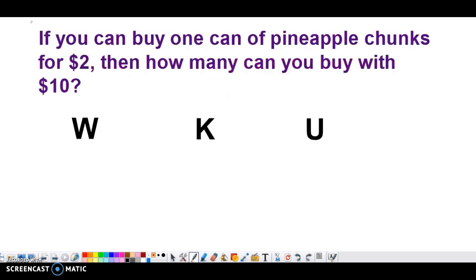Okay, so example number 1 says, if you can buy 1 can of pineapple chunks for $2, then how many can you buy with $10? Okay. So remember, we're going to use WKU, words, what do we know, and what is unknown.